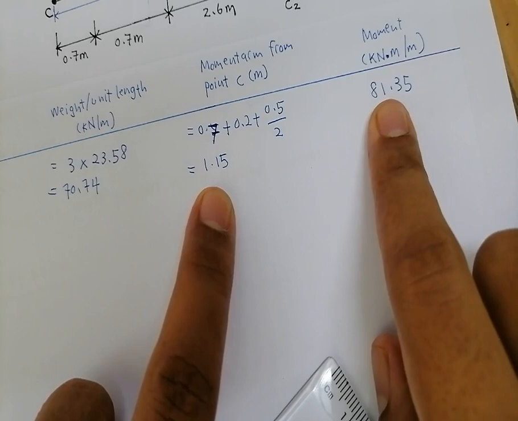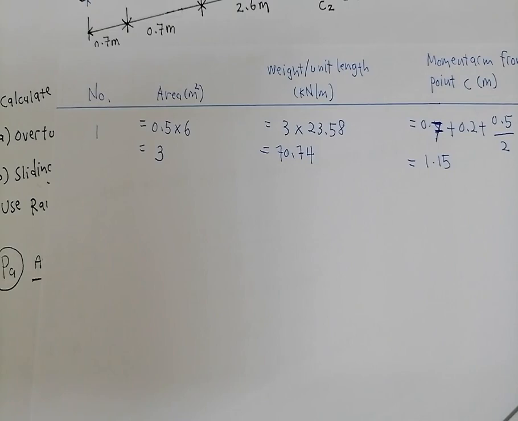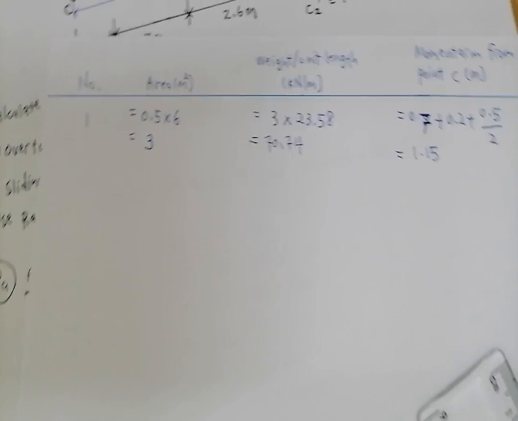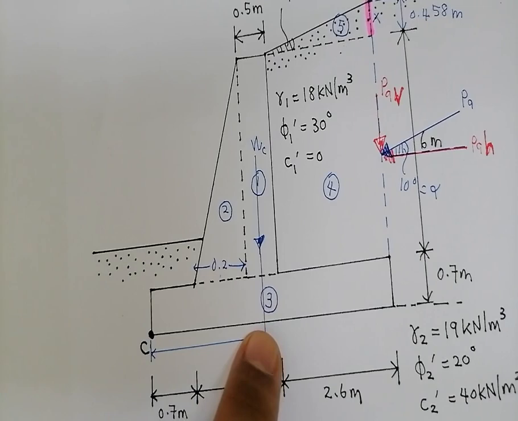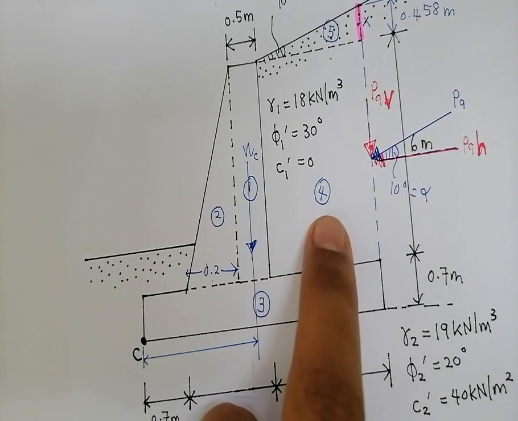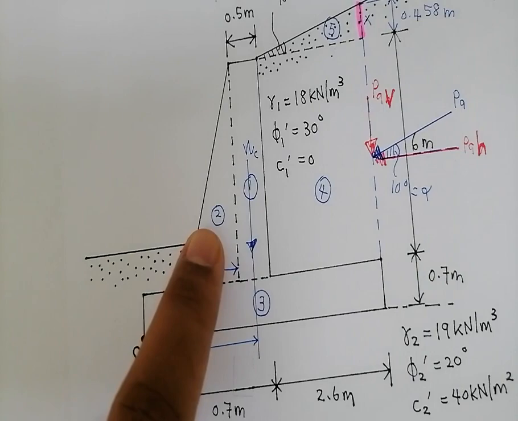So that's for section one. All right, so you continue with section two and section three. Okay, it's the same. I'm going to do this quickly because it's straightforward. And then after that, I want to show you section four, because this is soil. So let me show you section two and section three quickly.